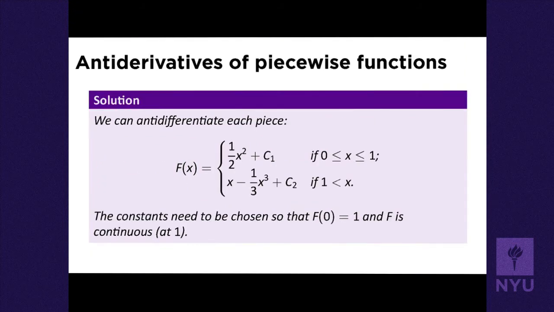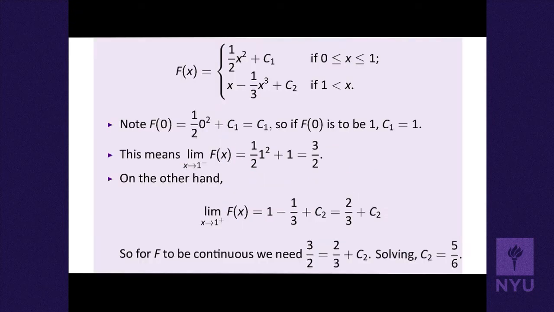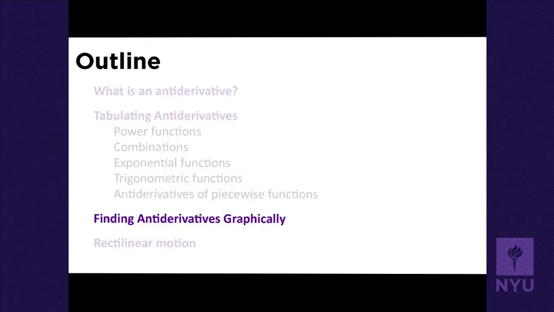The problem says f of 0 has to be 1. That's only because we were asked to find a particular antiderivative. If we were to have f of 0 equal to 2, then we could do the same problem, with different constants. All right. Other questions? Okay. So anytime you've got a piecewise defined function, you can antidifferentiate each piece, but then you have to glue them together to make a continuous function.